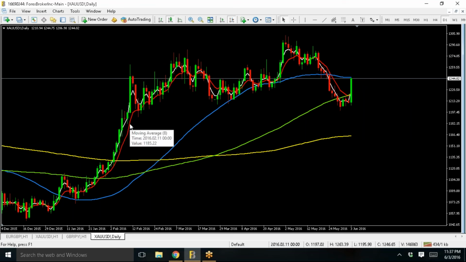Okay, that makes sense. Interesting. What about the wick at the bottom? What do you mean, the wick at the bottom?